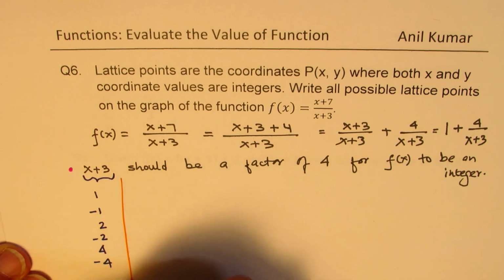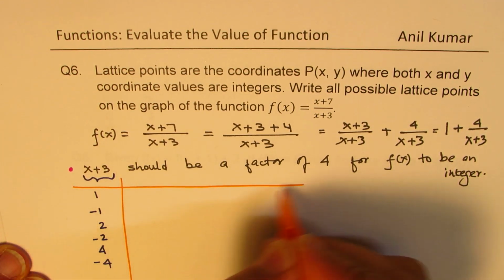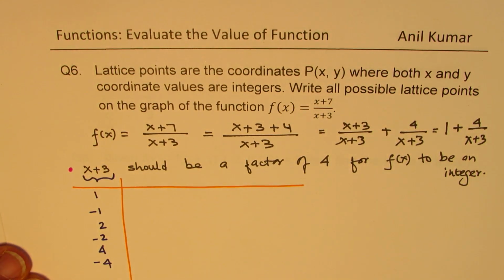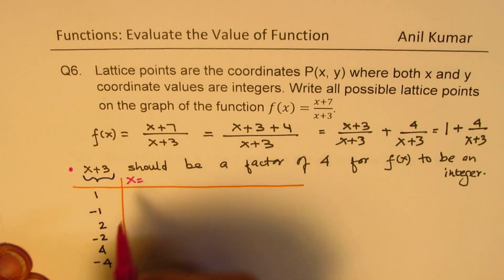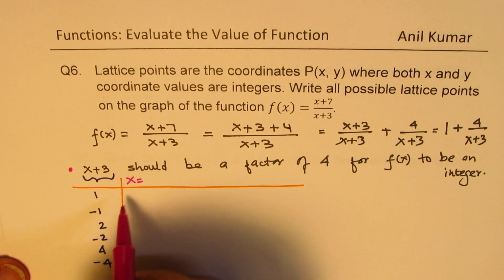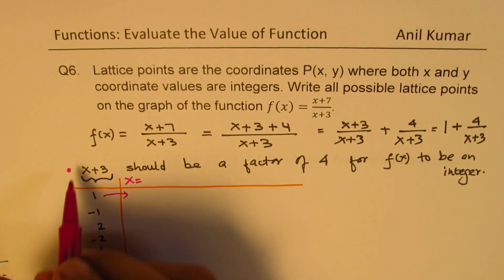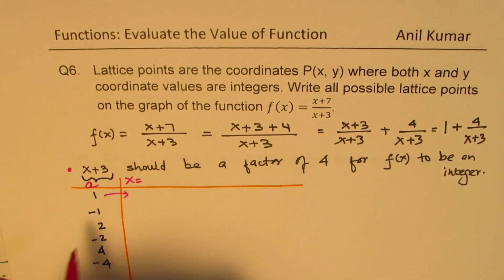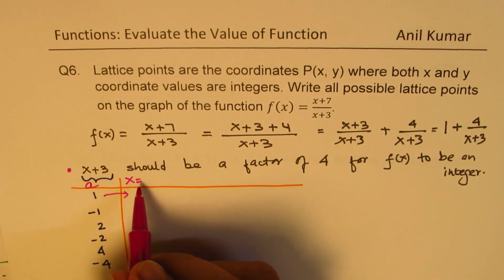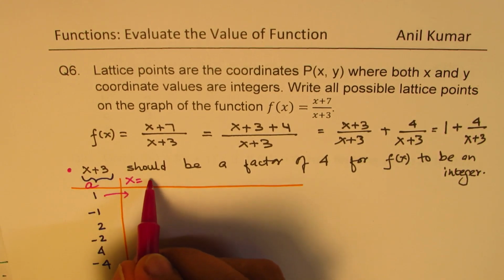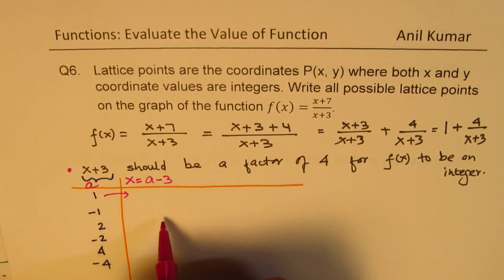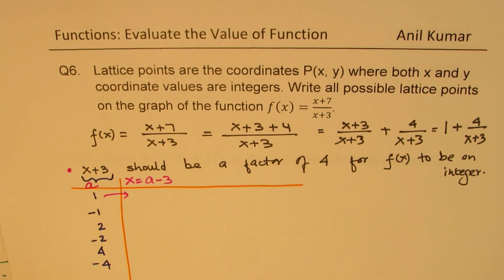Now if x plus 3 is that, let's make a table here. This is x plus 3, right? So in that case, what should be the value of x? So x will be equal to, this is x plus 3, right? So let me write like this. Let's say x plus 3, let's write this as a. So if that is a, then x should be equal to a minus 3. Is it okay? That is how it should be, right?